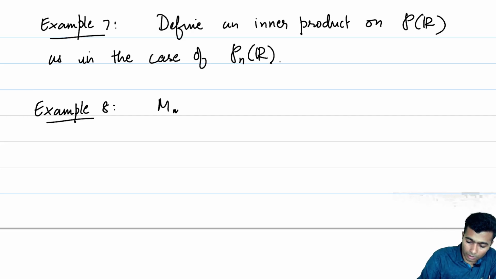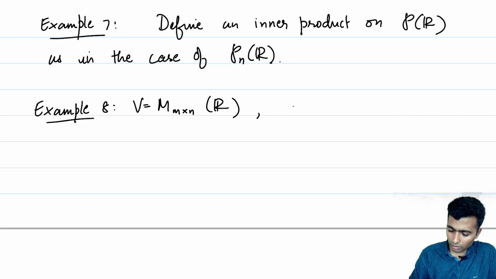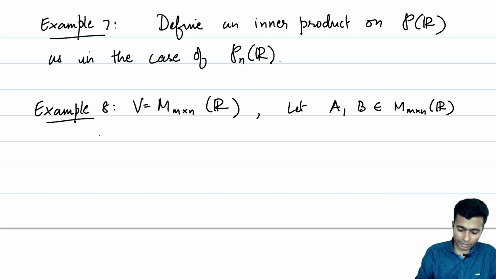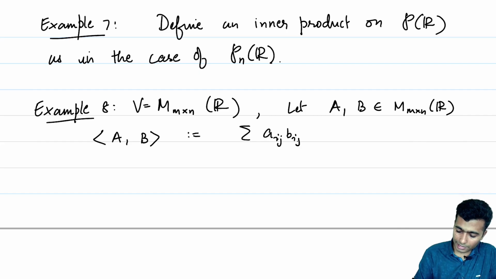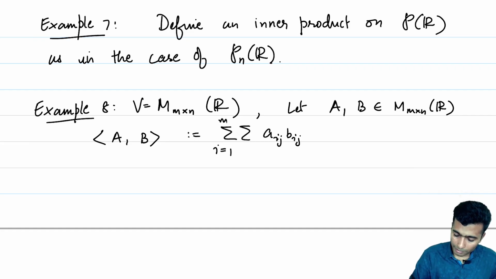In M_n of R, the space of M cross N matrices, let A, B be matrices of size M cross N. Then we would like to define the inner product of A and B, which will just turn out to be equal to the sum of A_ij B_ij, where i runs from 1 to M and j runs from 1 to N.